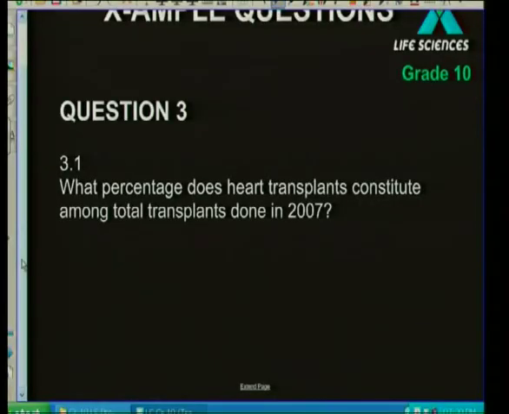Data response question. You need to read the article properly, understand what the article is talking about, and then go into the questions. Let's go into the questions. They say, what percentage does heart transplant constitute among total transplant done in 2007? Now, one could look at this question in 2 ways.